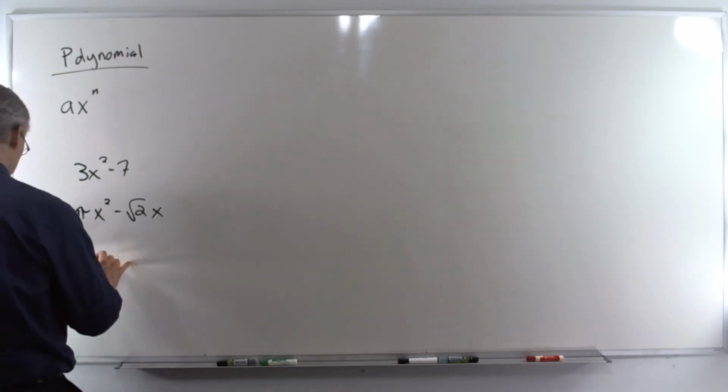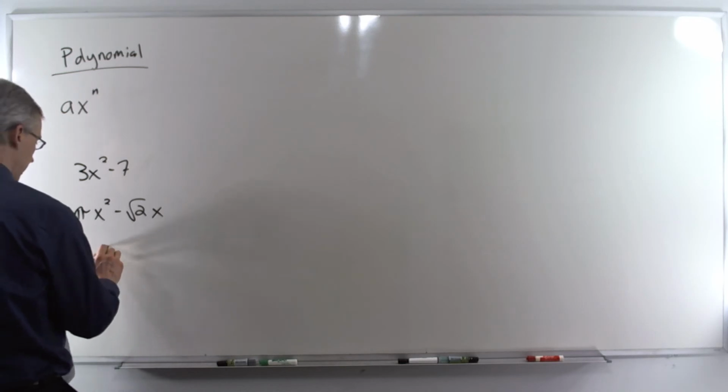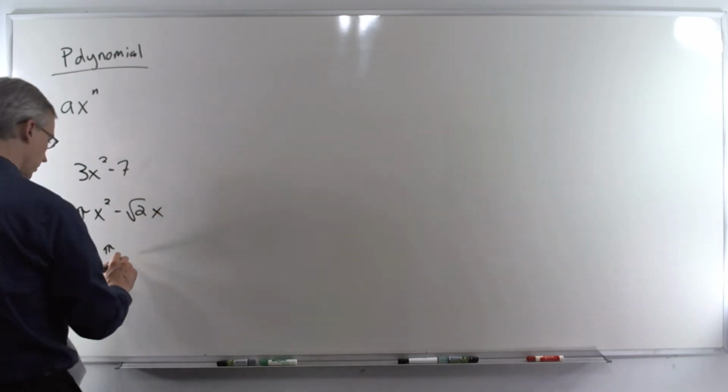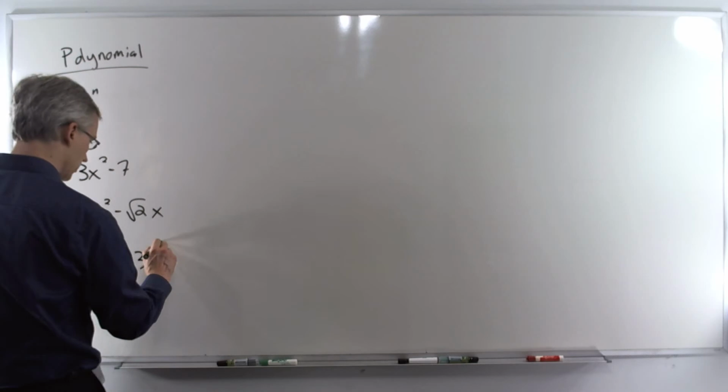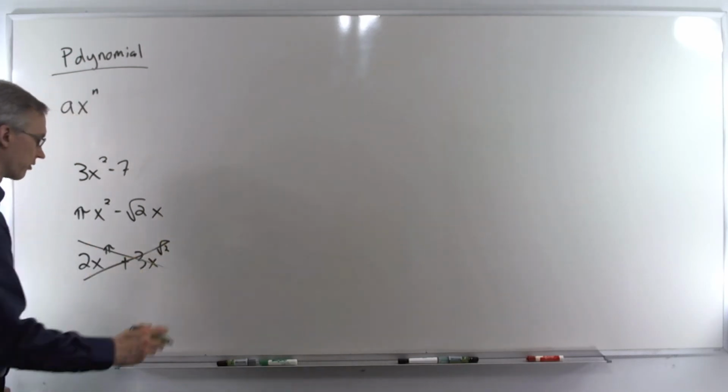But where you can't have them is we couldn't have something like 2x to the pi, because pi is not a whole number. So we can't have any irrational numbers up there. We can't have any roots as the exponent, like 3x to the square root of 2. Can't have stuff like that. Those are not polynomials.